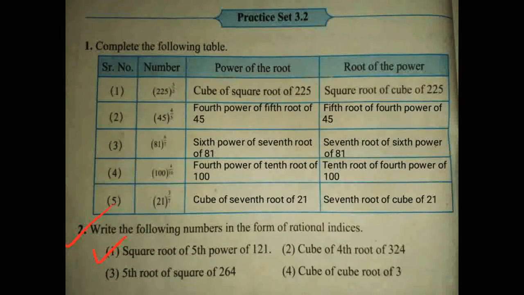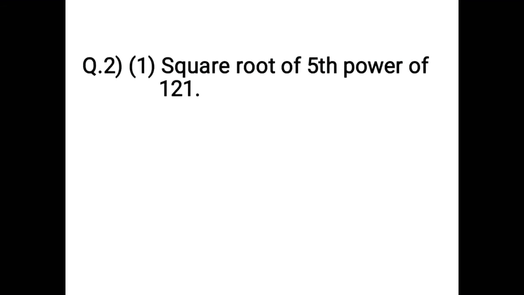First one, square root of fifth power of 121. 121 number is base. Root always you have to take index fraction on denominator. Power always you have to take index fraction on numerator. You have to understand this. Okay, that is equal to 121 to the power 5 upon 2.